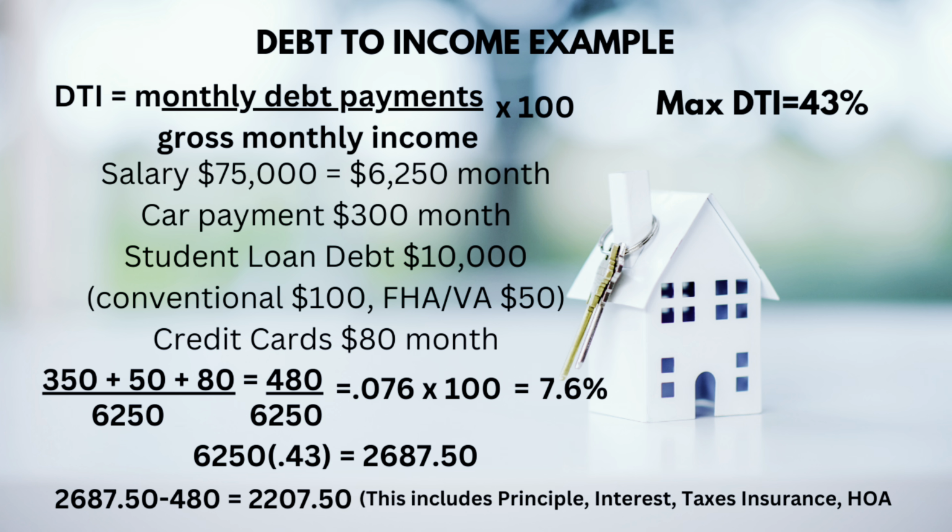So you basically take that number we just said, and you're going to minus the $480, all those debt payments you had. And so $2,687.50 minus 480 gives you a grand total of $2,207.50. So that's how much you can afford for your mortgage payment, which includes your principal, your interest, your insurance, and your taxes. So that's going to include all of those, including an HOA if you're going to have that.